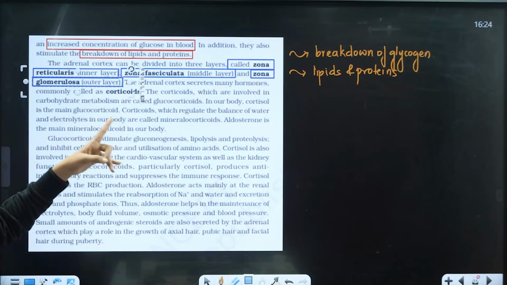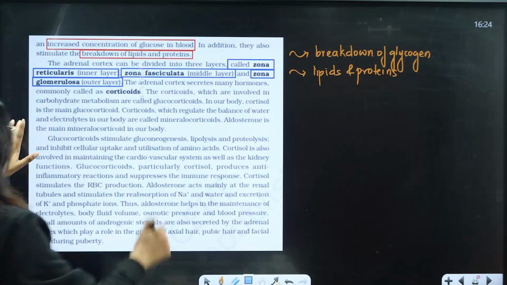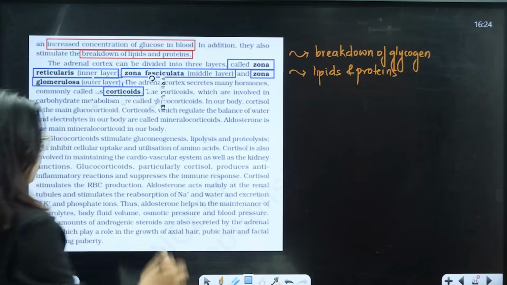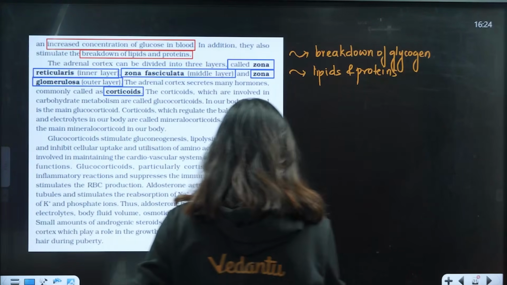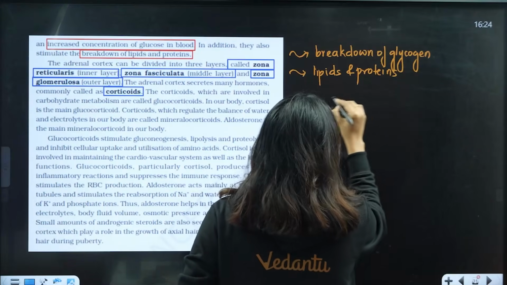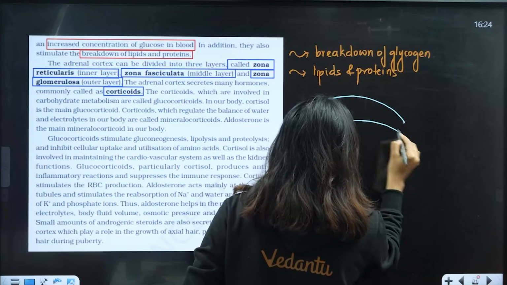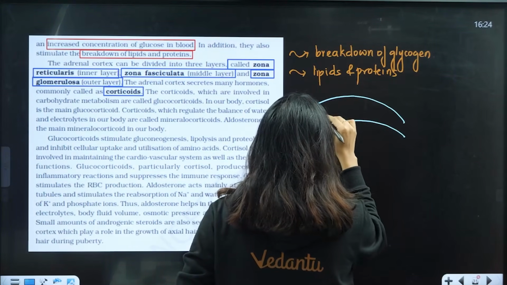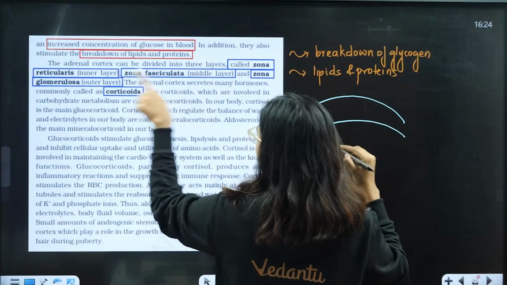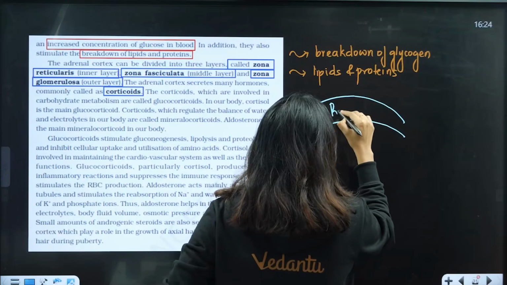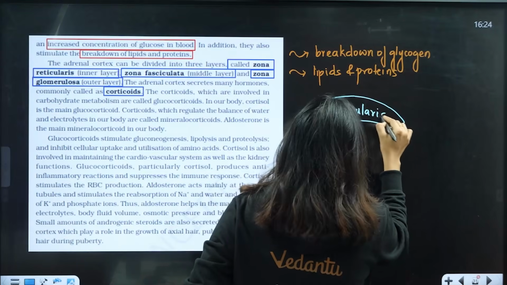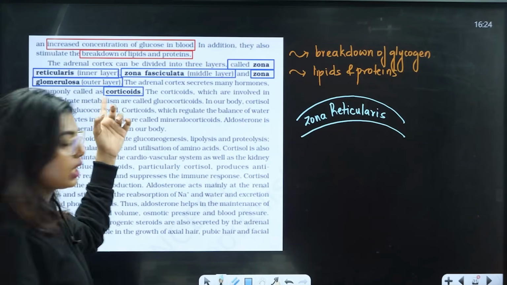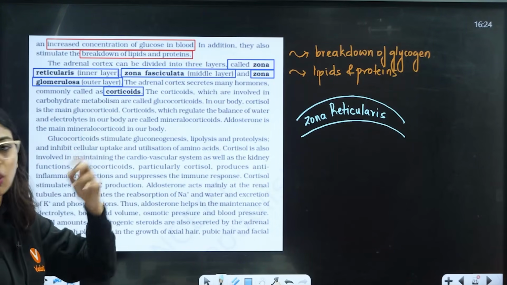The adrenal cortex secretes many hormones commonly called as what, students? Corticoids. So basically there are three layers to your adrenal cortex. This is the first layer, which is zona reticularis, which is the outer layer, which can also be called zona glomerulosa.